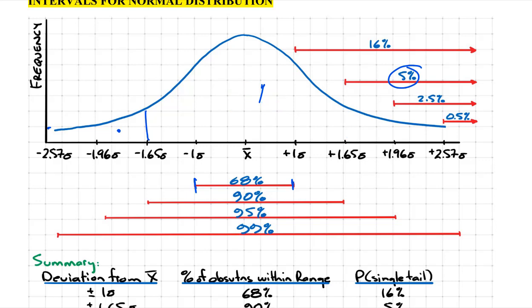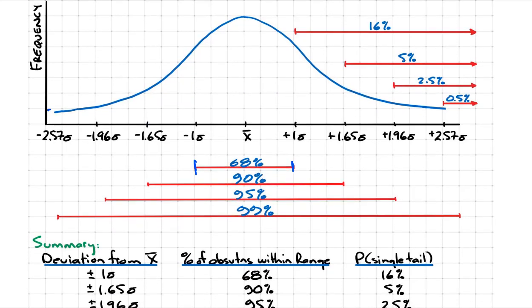The next rule of thumb is 1.96. So again, starting from the mean, if you go 1.96 standard deviations to the right and 1.96 standard deviations to the left, within that range, ladies and gentlemen, you can expect to see 95% of all possible observations. But that would leave 5% for the tails, therefore each tail would have a probability of 2.5%.